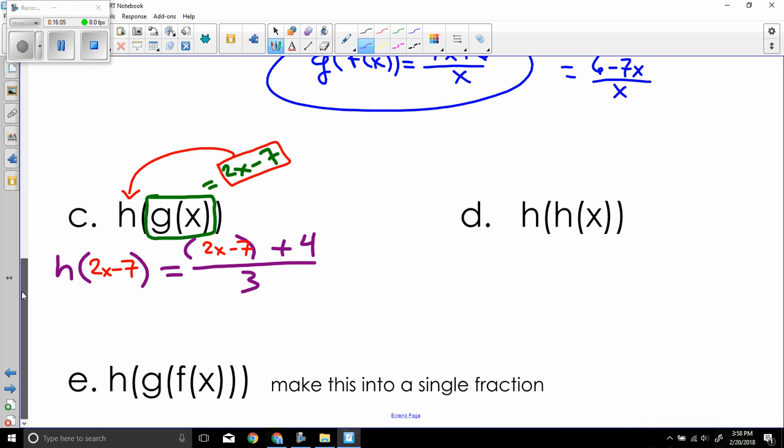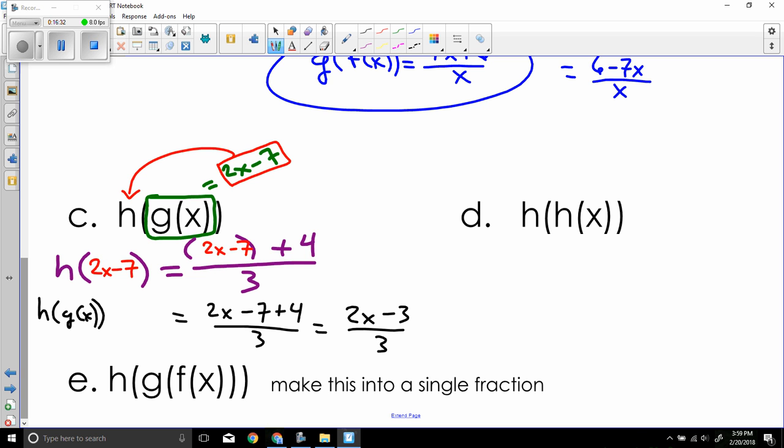Now I just get to clean some things up. Well, the top looks like it'll be 2x minus 7 plus 4, divided by 3. Well, that's just 2x minus 3, divided by 3. And I don't think 3 goes into 2, so I'm just stuck right there. Well, let's make sure we write out the answer. Our final answer is h of g of x, and that's supposed to equal 2x minus 3 all over 3. There's our answer.